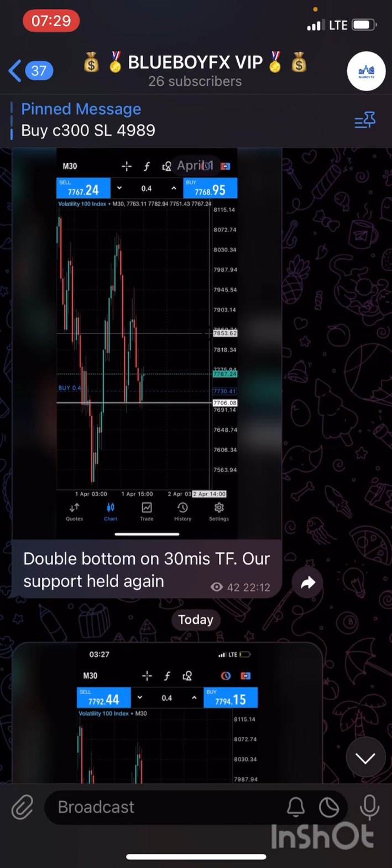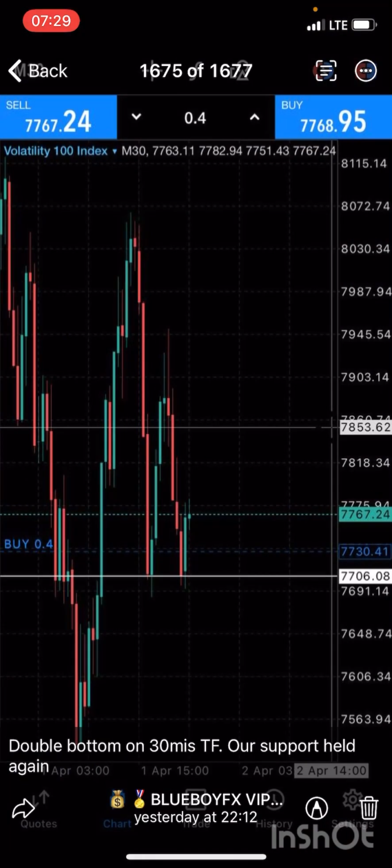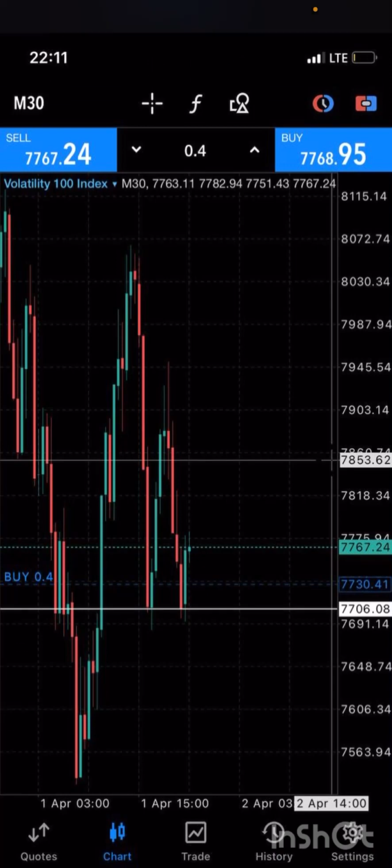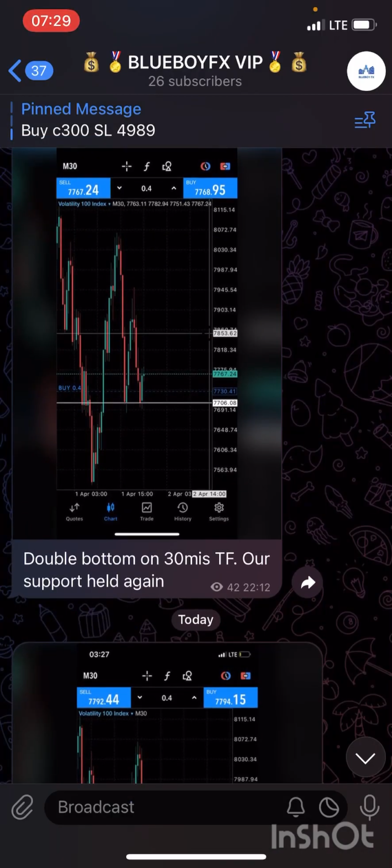Also, as time went on, you have to be looking at the chart so I can confirm if this is a trade you have to hold or leave. So I was able to confirm that there was a double bottom on the 30 minutes, and I let them know that our support held again. But if you check on the 15 minutes, you might not really see that double bottom, because you'll be seeing something different. That's why playing with your time frame is very important.